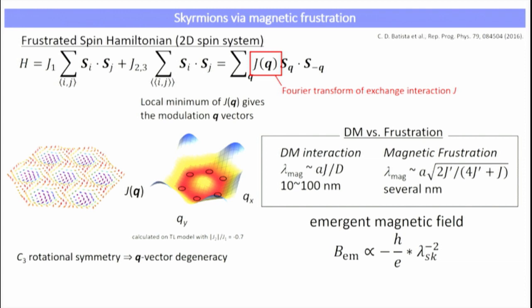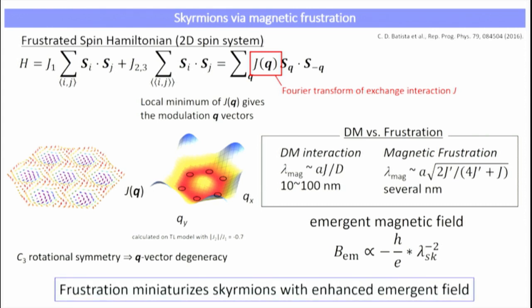An important difference between the TM-based Skyrmion and the frustration-based Skyrmion is the magnetic modulation wavelength. Because of the absence of the spin-orbit coupling in the formation of the modulated state, the magnetic frustration mechanism makes it possible to have Skyrmions of several nanometers in size. So as you can see from the formula for the emergent magnetic field, in the frustrated system, you have a chance to encounter the enhanced topological Hall effect due to the miniaturization of the Skyrmion size.